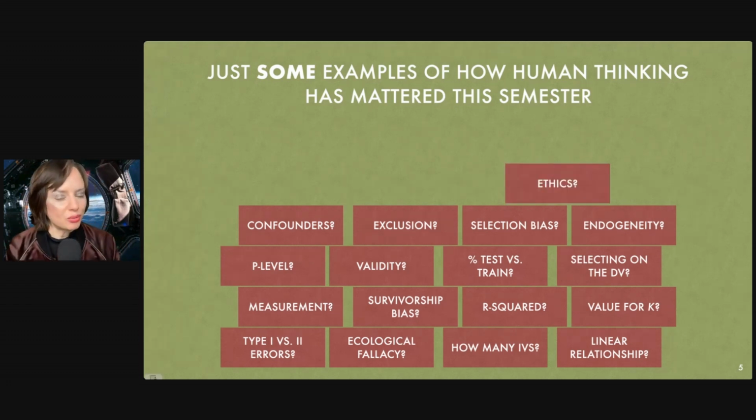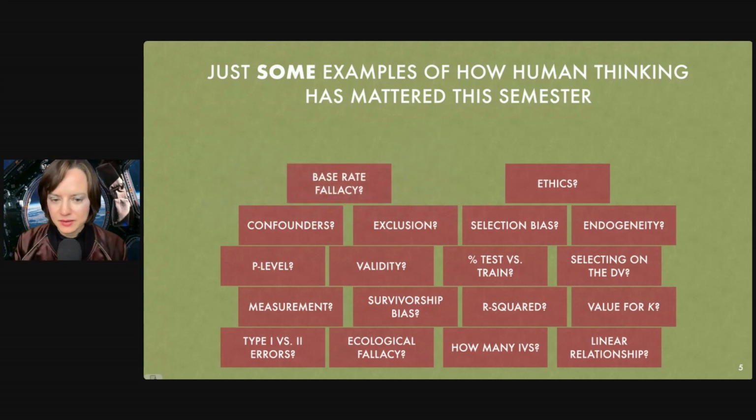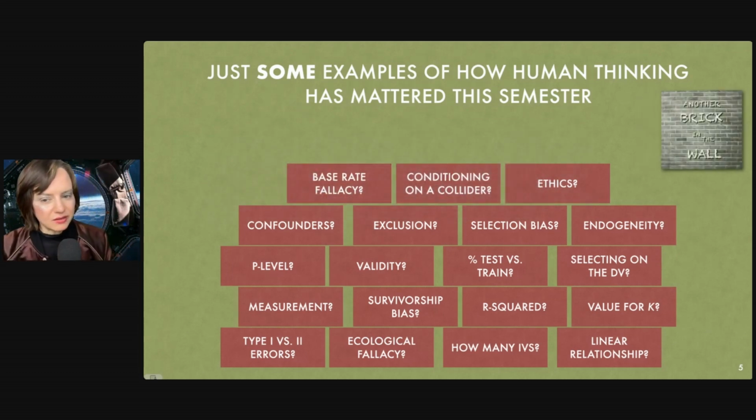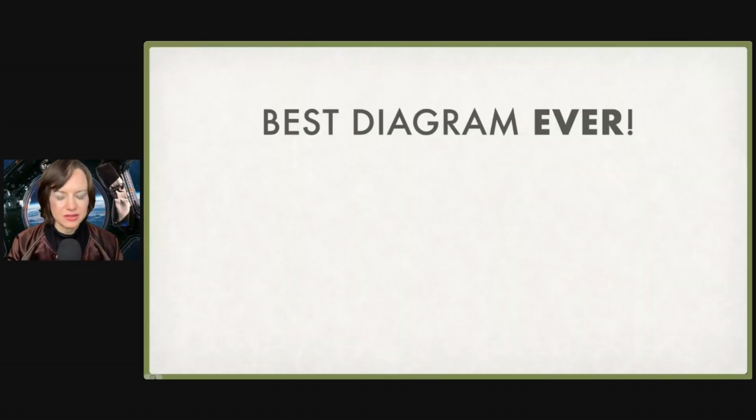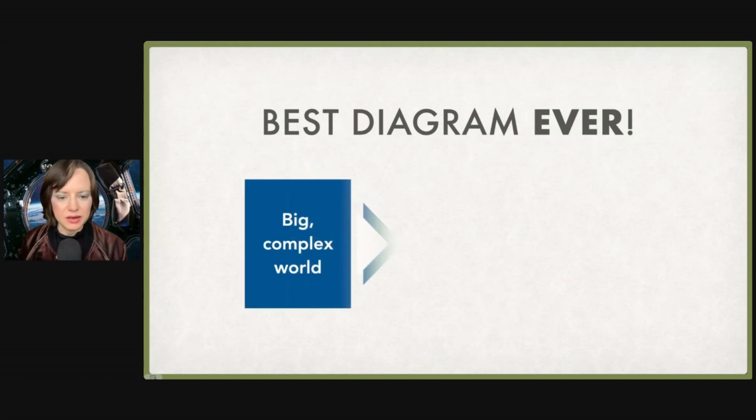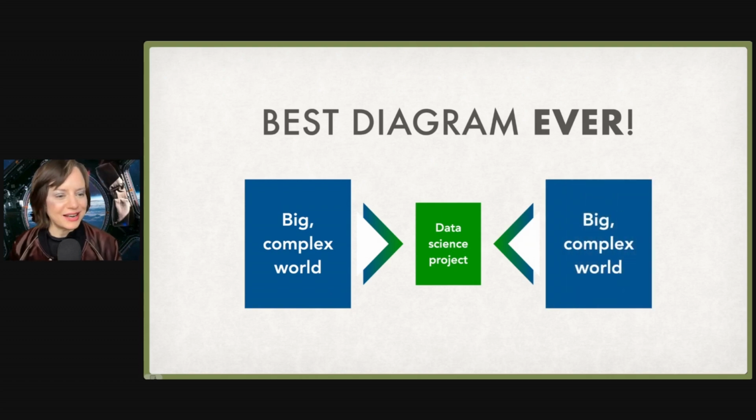We're going to add 2 more bricks to our wall. We're going to add the base rate fallacy and conditioning on a collider. All right. So these are the bricks in the wall of thinking about our data. So I want to share with you before we part ways, the best diagram I've ever made in my entire life. We've looked at a lot of diagrams. Wow. This is how data science works.